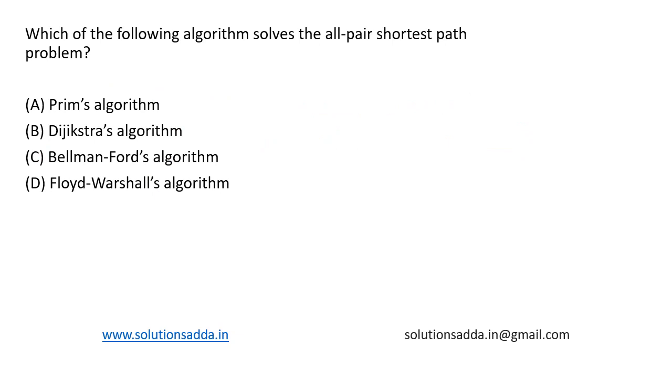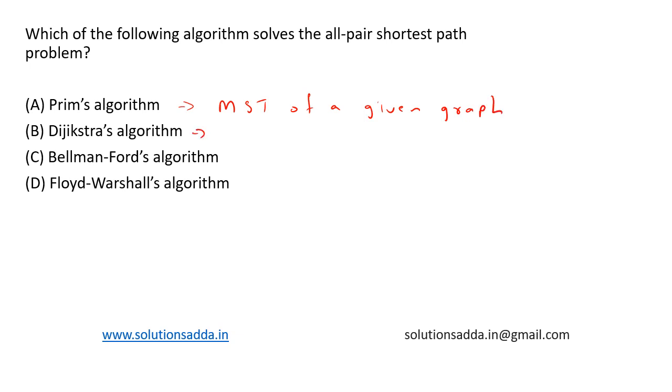This is a question from algorithms. Which of the following algorithm solves the all pair shortest path problem? Option A, Prim's algorithm. Prim's algorithm is used to find the minimum spanning tree, MST, of a given graph. This is what Prim's algorithm does.